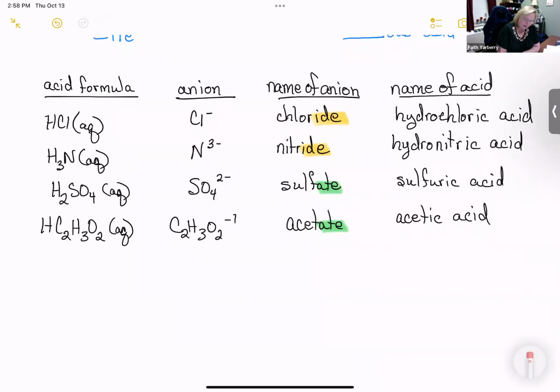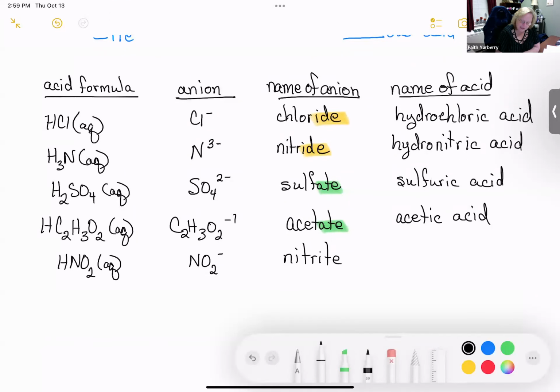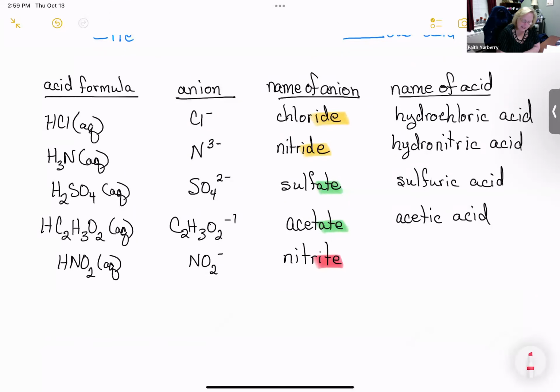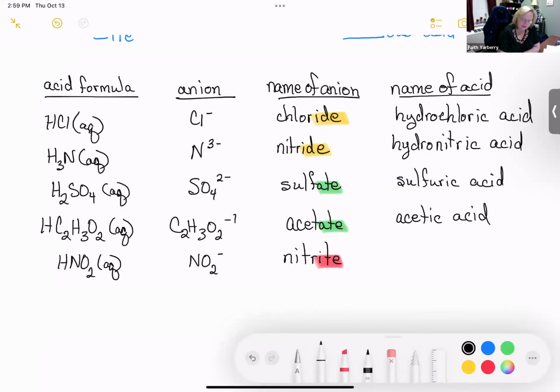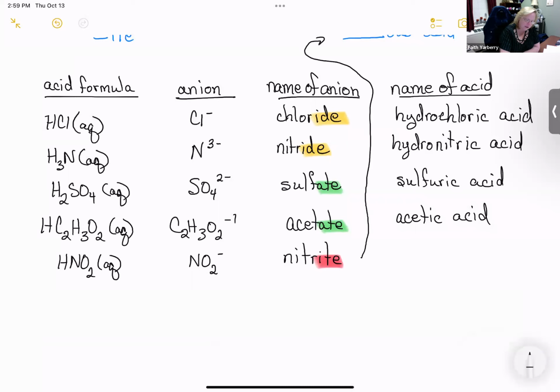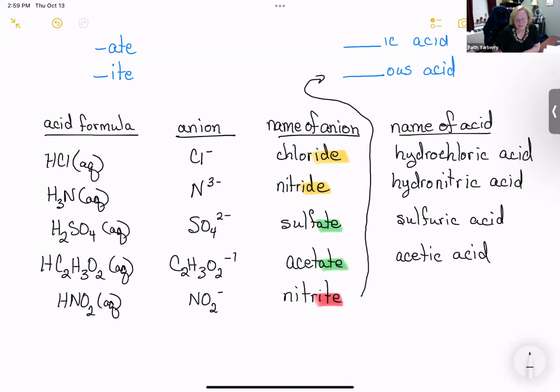And then let's do one more. We have HNO2 aqueous. Our anion is NO2, which is a -1 charge. We know that because there's 1 hydrogen there. NO2- is nitrite. Because it ends in ITE, it is going to get us ous acid. So this becomes nitrous acid.